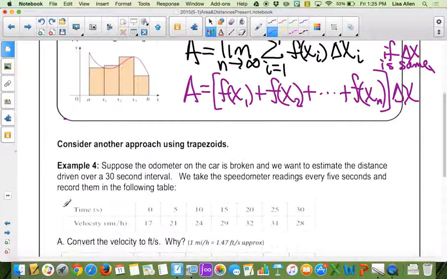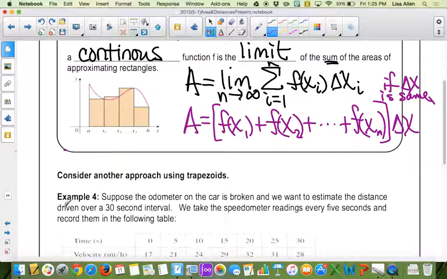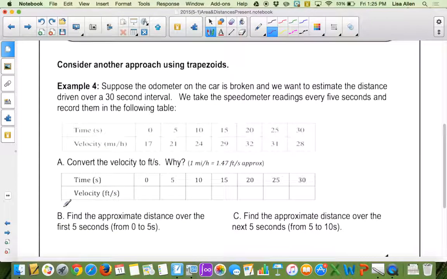Okay, so consider another approach. Okay, that's just using rectangles. Makes sense? We factor out the delta x. We did that in the last example. So consider another approach using rectangles.